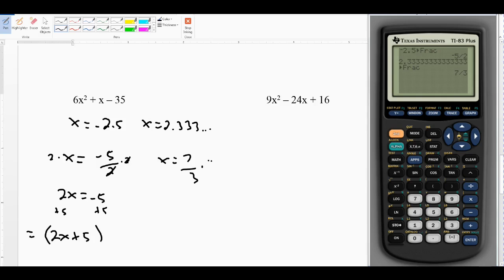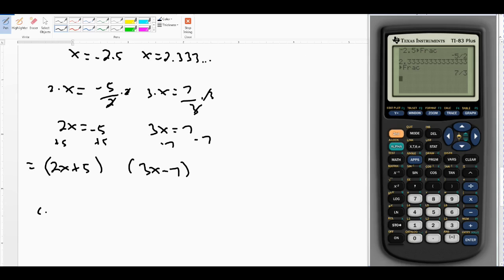Then on this one, we just multiply both sides by 3. We get 3x equals 7. Then subtract 7. And what do you know? We get 3x minus 7. Don't believe me? Well, watch this. I'm going to check it. I'm going to pull it out.